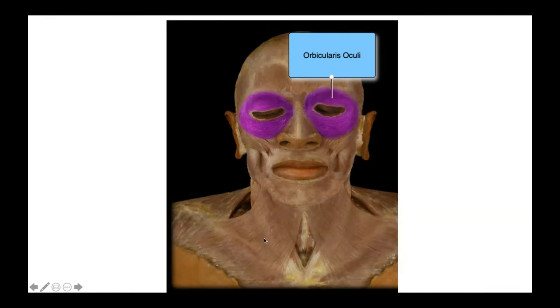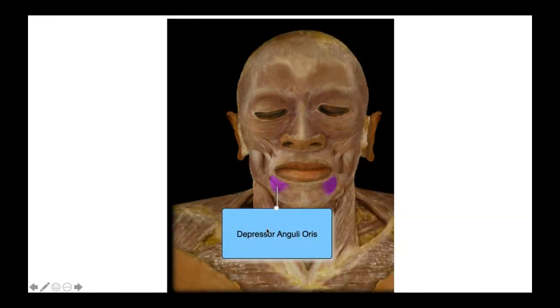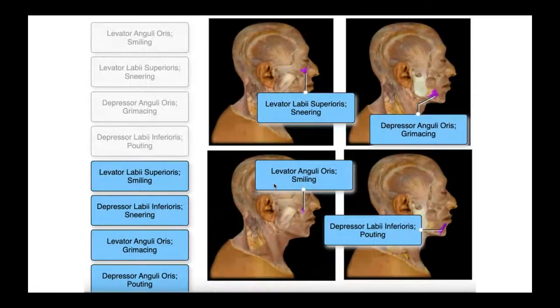Here's the platysma muscle. Here is the depressor anguli oris. Depressor anguli oris, like to frown or to pull the lips downward. So here's the depressor anguli oris. Once again, that's to grimace. And then the opposite of that would be the levator anguli oris, which is up here. That would be smiling. So these two would be antagonistic to one another.